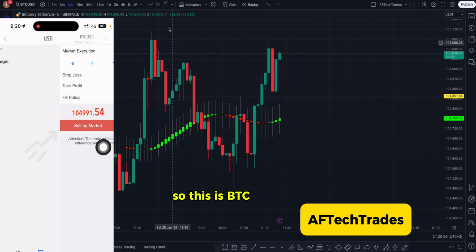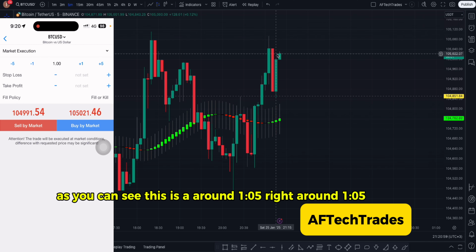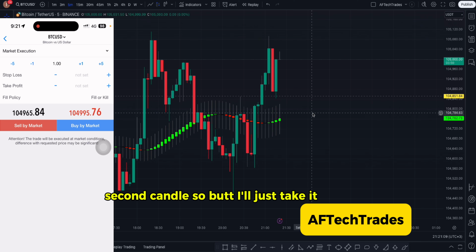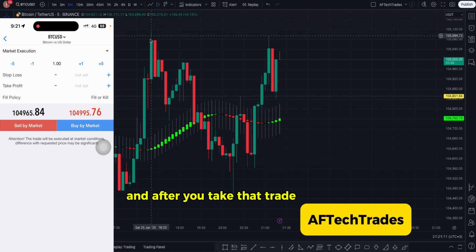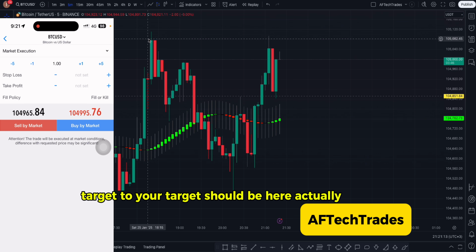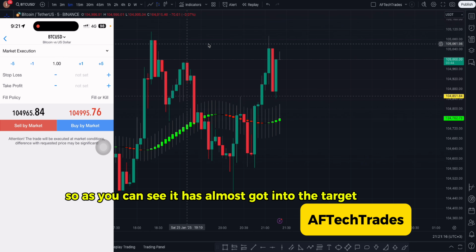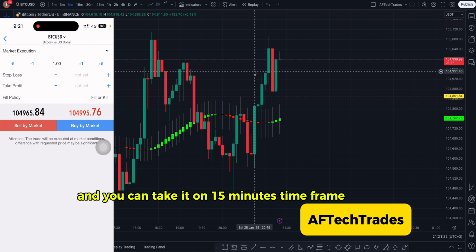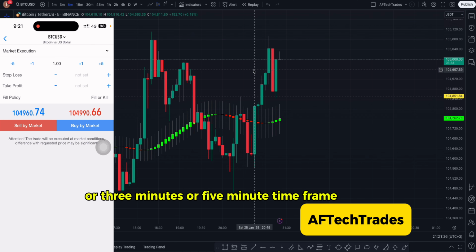So this is BTC. As you can see, this is around 105, right? Normally you're supposed to take this trade after the close of this second candle. But I'll just take it, and after you take that trade, your target should be here actually. As you can see, it has almost got into the target, and you can take it on the 15 minute time frame, or 3 minute or 5 minute time frame.